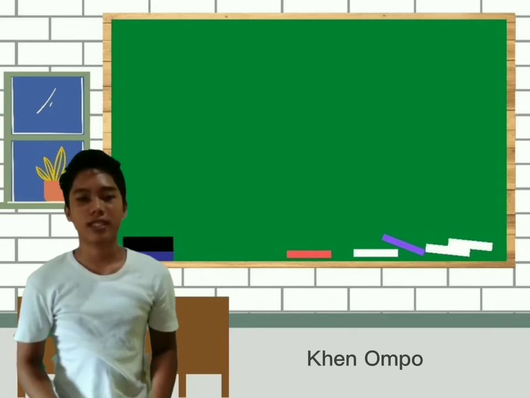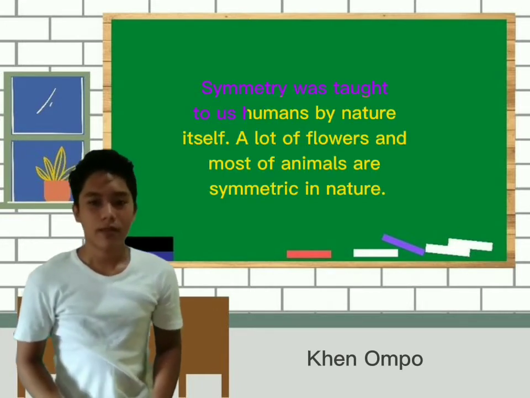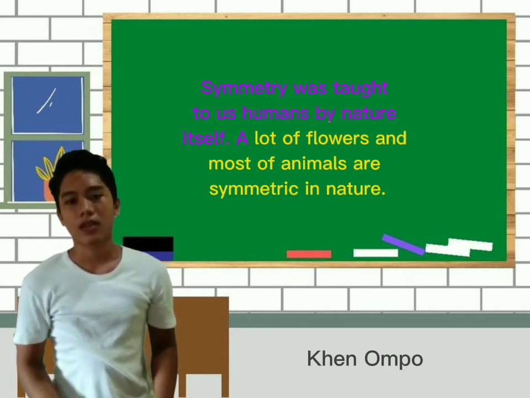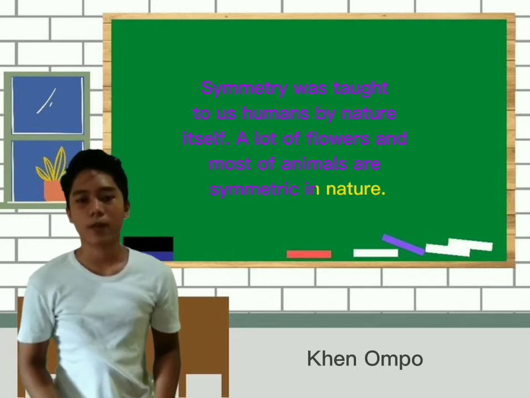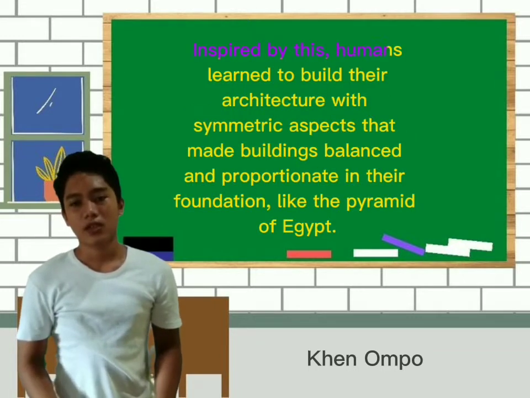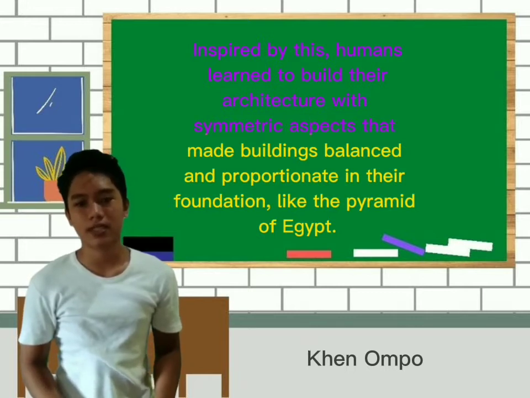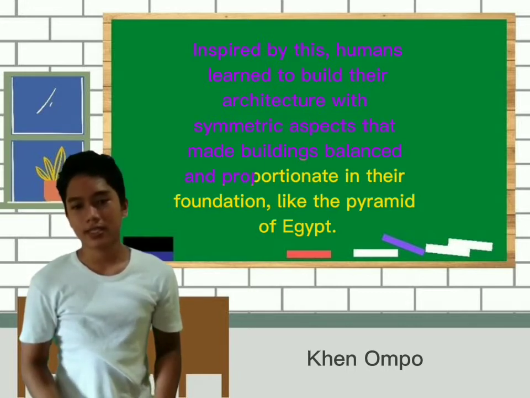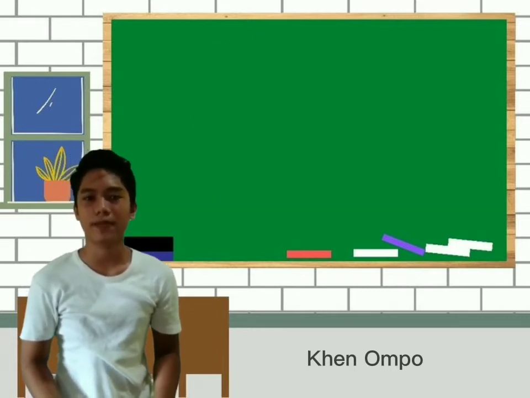Symmetry. What is symmetry? Symmetry was taught to us humans by nature itself. A lot of flowers and most of the animals are symmetric in nature. Inspired by this, humans learned to build their architectures with symmetric aspects that made buildings balanced and proportionate in their foundations, like the pyramids of Egypt.